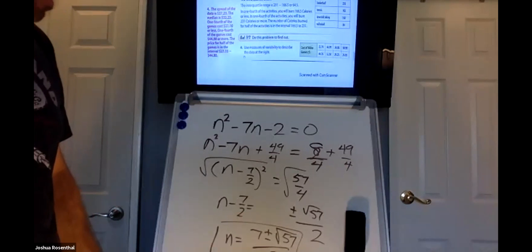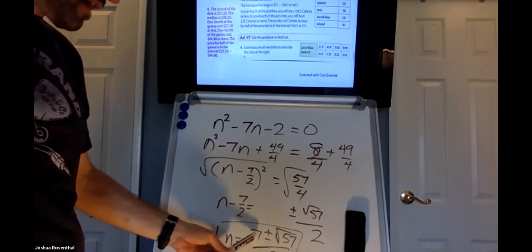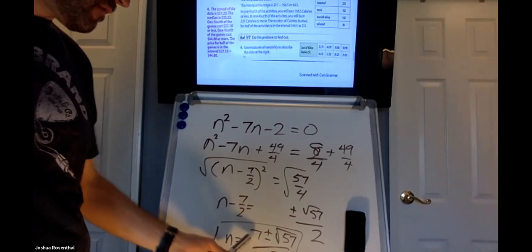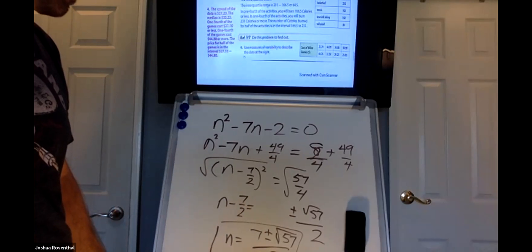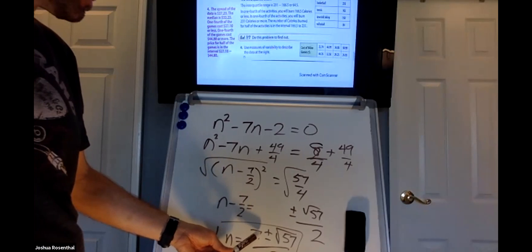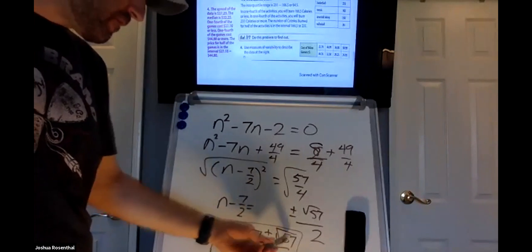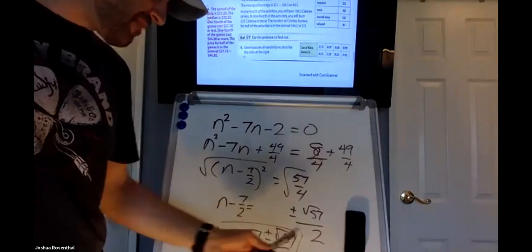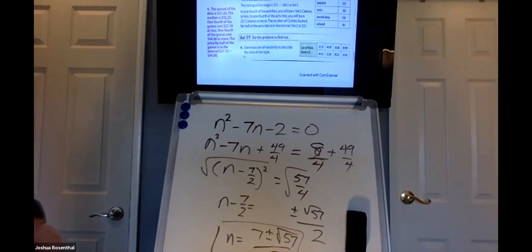The middle of the parabola is 3.5. X equals 3.5 is the middle, because that's your negative b over 2a, the 7 over the 2. And then along the x-axis, the first x-intercept to the right of the axis is root 57 over 2 to the right, and then root 57 over 2 to the left. Right?